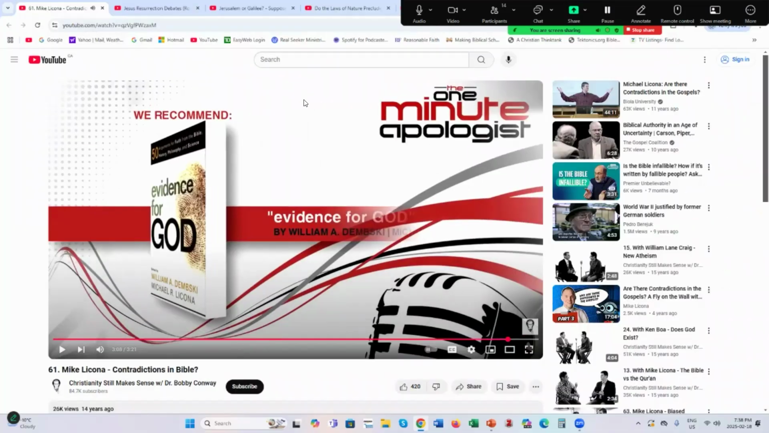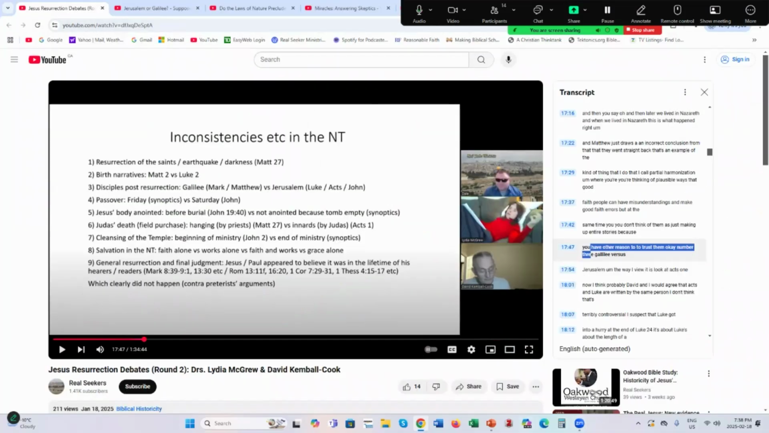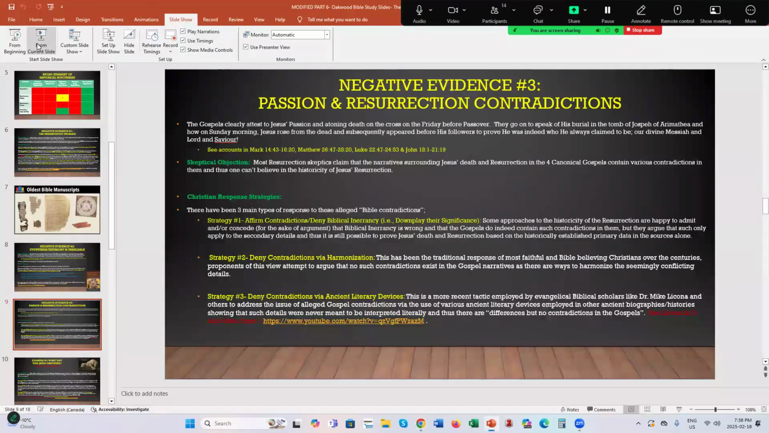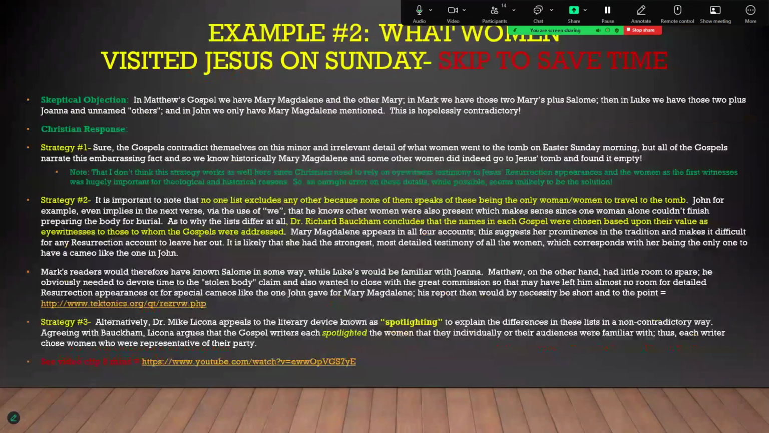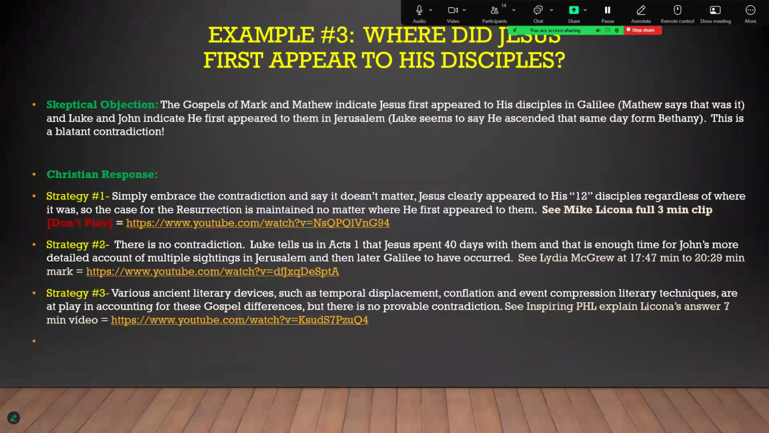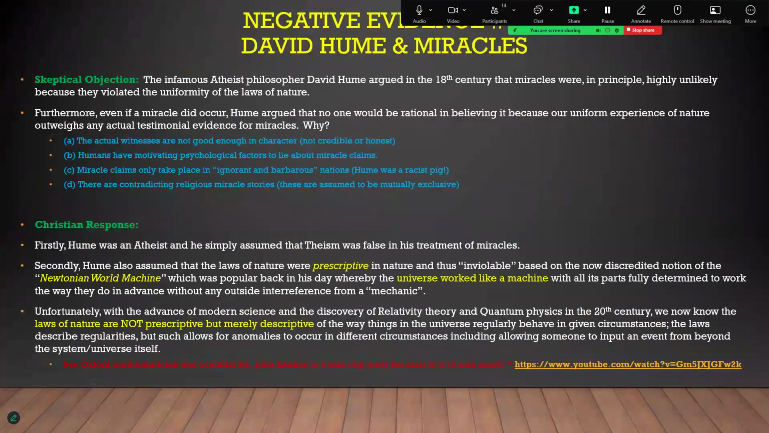Right. So, yeah, you can see that kind of reinforces the points that we were giving in response to the fact that they claim there are gospel contradictions. I gave some examples, but I guess I'll just save some time. I'll leave that in the slides for you guys unless we have time at the end. But I want to move on to the fourth and final negative evidence.